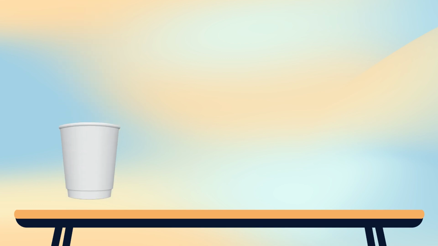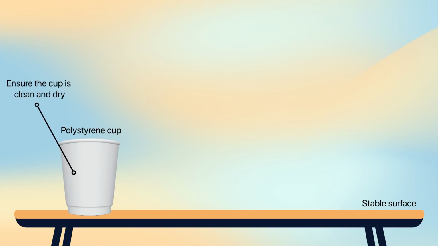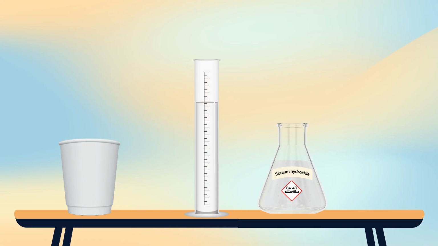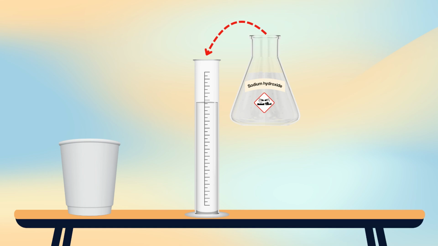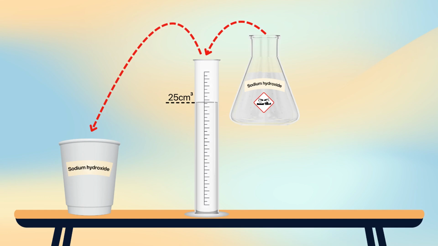Let's place the polystyrene cup on a stable surface and ensure it is clean and dry. Now, take your sodium hydroxide, also known as NaOH, and a measuring cylinder. We can now measure 25 centimeters cubed of the sodium hydroxide solution using a measuring cylinder. Then pour this into the polystyrene cup. This will serve as our base in the neutralization reaction.